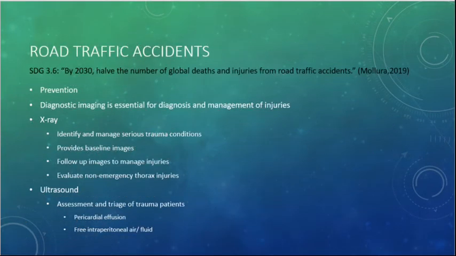Sustainable Development Goal 3.6 aims to halve the number of global deaths and injuries from road traffic accidents. The best thing, of course, is preventing these accidents from occurring. However, when they do occur, diagnostic imaging is needed for diagnosing and managing injuries. X-rays are good for identifying and managing serious traumas, such as perforated bowels or an unstable C-spine injury, as well as providing baseline and follow-up images or evaluating non-emergency thorax injuries. Ultrasound helps assess trauma patients for triage, providing information about serious conditions like a pericardial effusion.